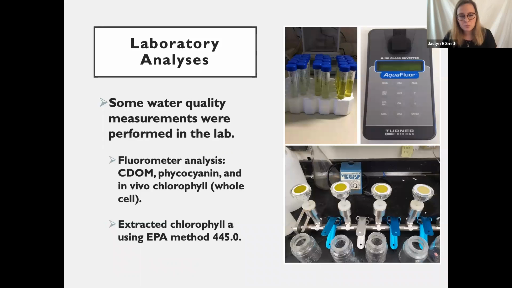So some lab measurements were performed after field sampling and in the lab. Samples were run on a fluorimeter for colored dissolved organic matter, phycocyanin, as well as in vivo or whole cell chlorophyll. And we also performed extracted chlorophyll analysis on these samples using the EPA method 445. So this was typically all done within the same day. The only exception to this is the extracted chlorophyll analysis, which needed to steep overnight in acetone. But for the most part, all of our numbers, we got that same day.